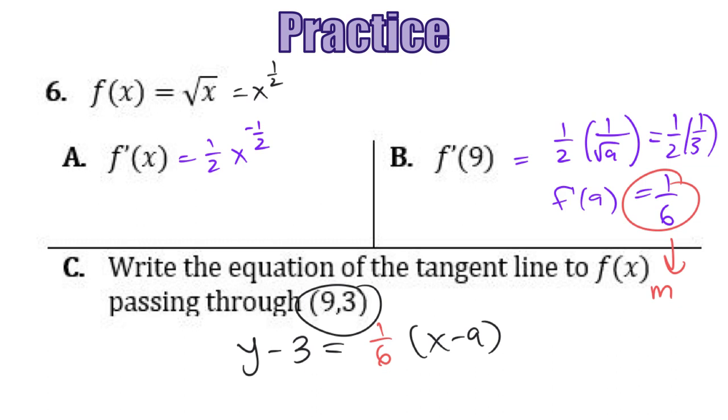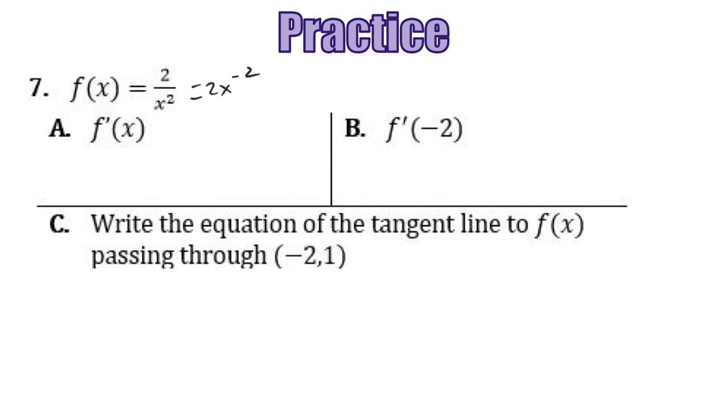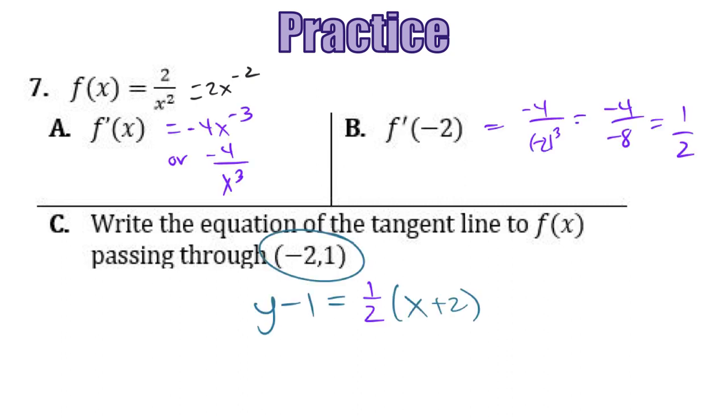Let's look at another example. All right, go ahead and work through this example on your own and then unpause the video and see how you did. And here we have the solution to that. -4x to the -3rd is going to be our derivative as a function. If we plug in 2, we're going to get 1/2, and then we can use that information to write the equation of our tangent line.